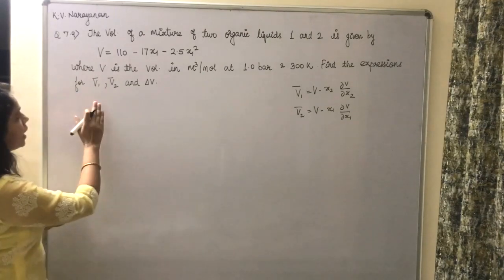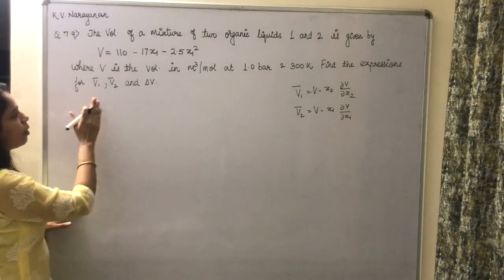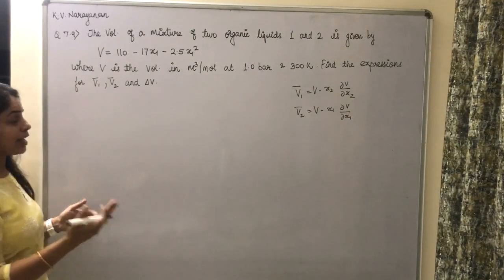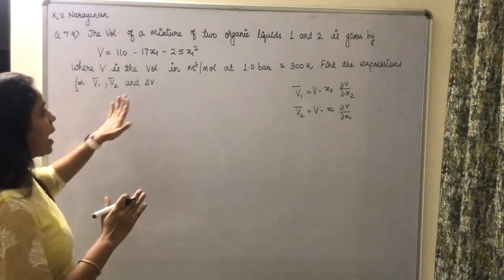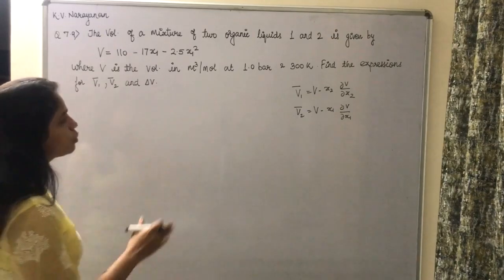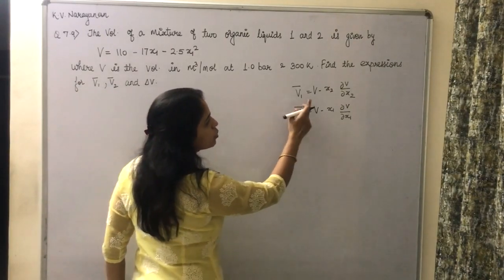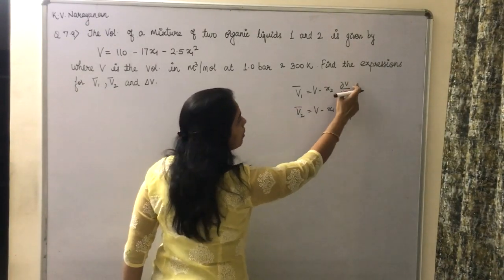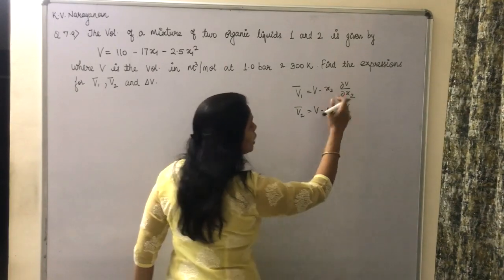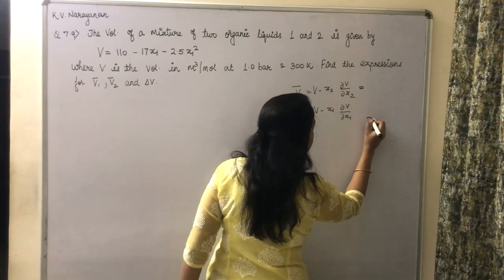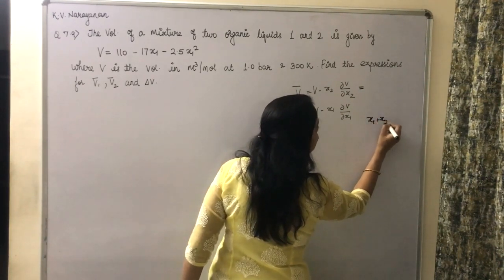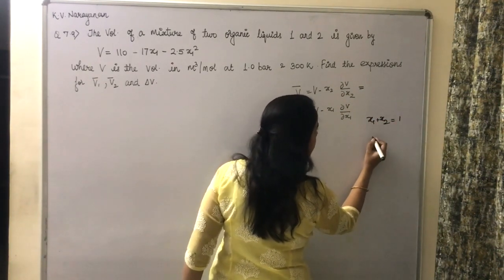Okay, so we need to find the partial molar volume of component 1, the expression for partial molar volume of component 1, component 2 and the change in volume. So we know that V1 bar = V - x2 ∂V/∂x2, and you can write this equation in terms of x1 also. So we know that x1 + x2 = 1, right?